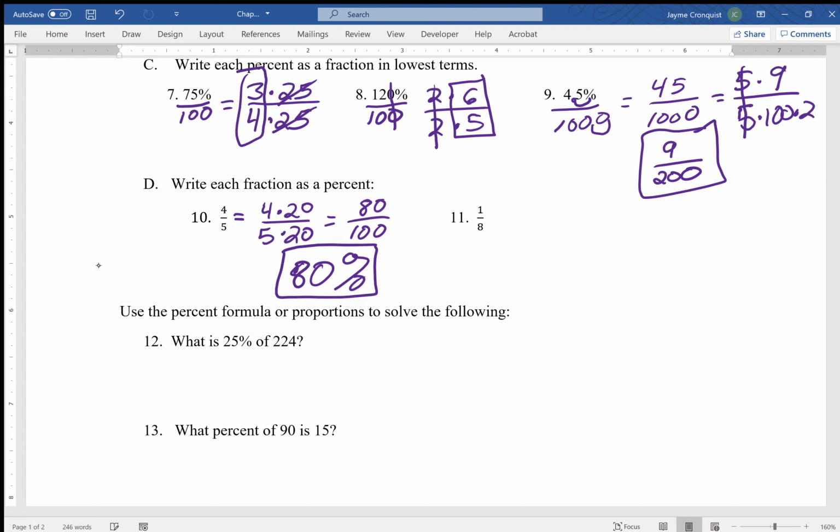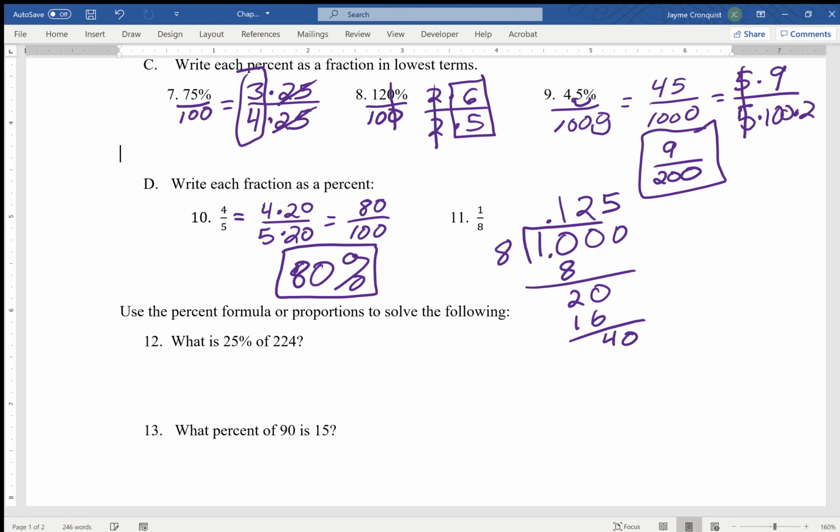Okay, 1/8. I can't really make eighths into hundredths, so I'm going to have to do the division. 1 divided by 8. Well, I have a decimal place, and I put the 0 down. So now 8 goes into 10 once, subtract, I have 2. I bring down the 0. 8 goes into 20 twice. That's 16, and now I have 4. I bring down a 0. 8 goes into 40 exactly 5 times.